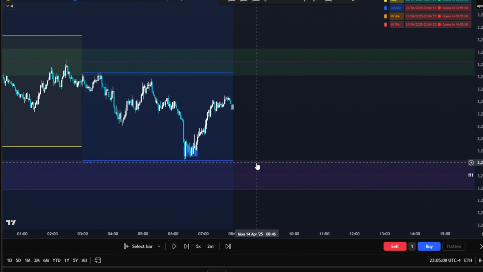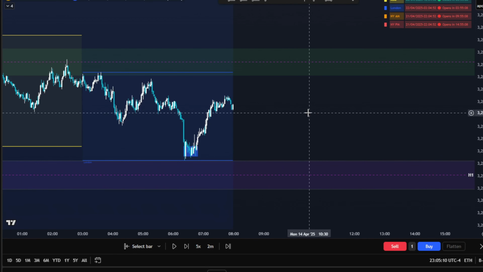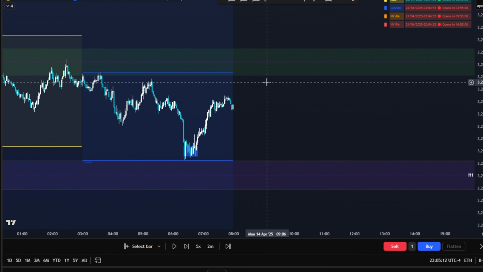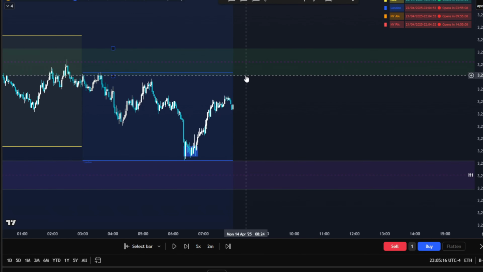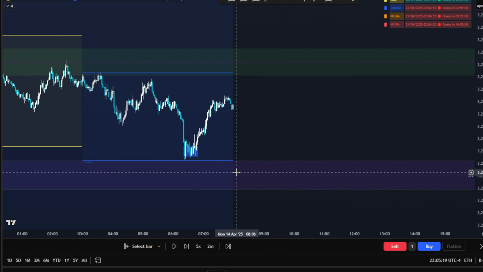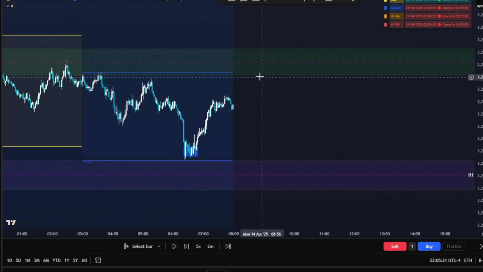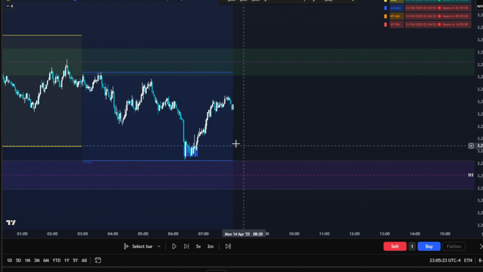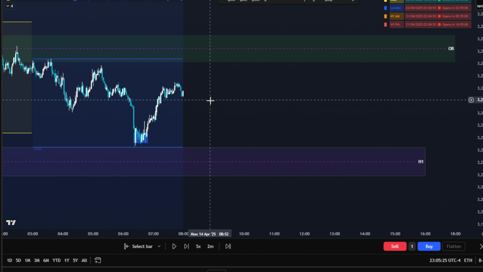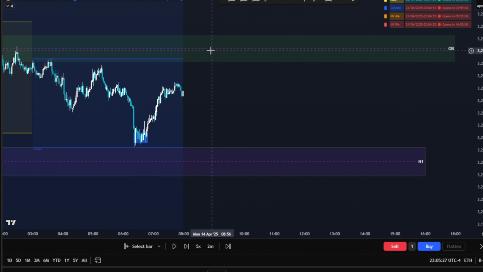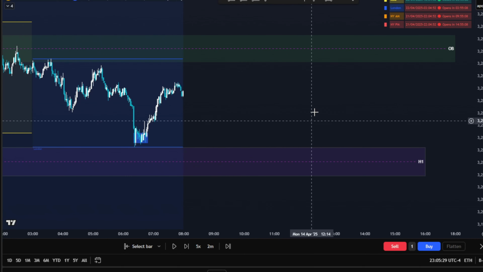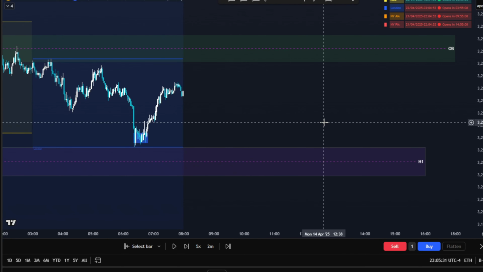highlighted here. In this case, this will be this 1 hour fair value gap and this 1 hour order block. Whichever comes first, we want to see some sort of liquidity sweep of the high or low of Asia or London. In this case, London is the one most likely going to get swept. So we'll pay attention to see if it swept the buy side or the sell side first, and then we'll look for market structure shift.